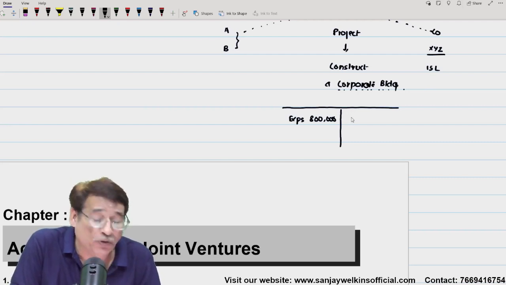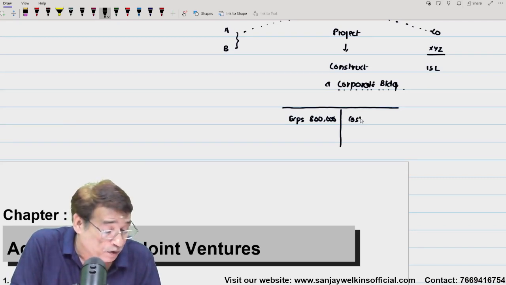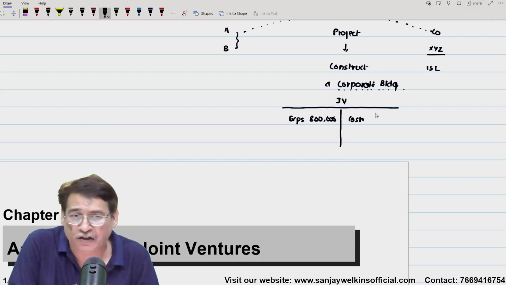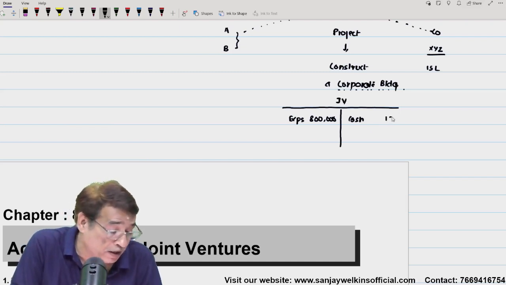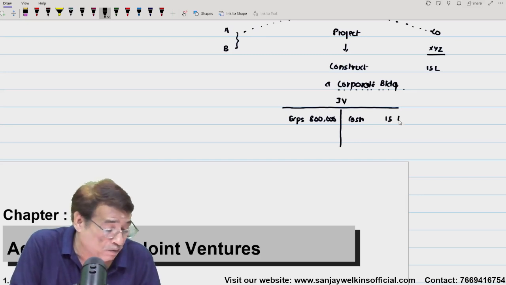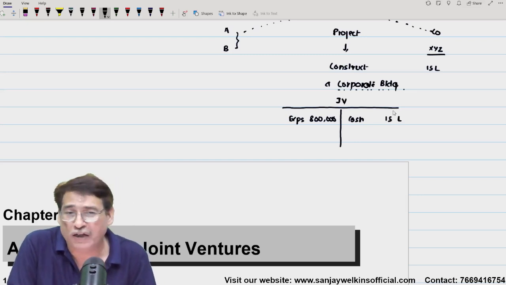So whatever amount they are going to receive, they are going to write it towards the credit side. And this is a sort of joint venture account. We will talk about it at great length later on. But at this moment, these are the initial stages. So I just want to give you an overview of what exactly joint venture is.